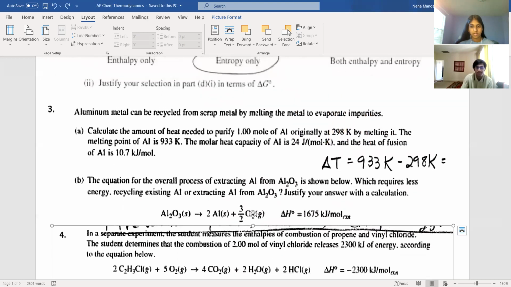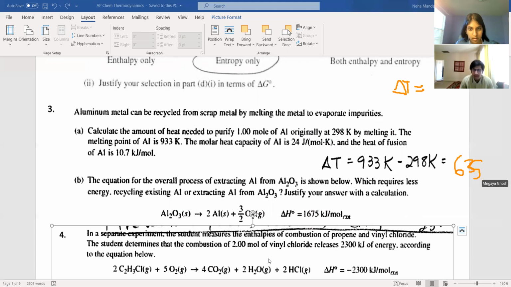Okay, so we have this one. We need to change the temperature from 298 to 933, so that should be 635 Kelvin. Let me look at this for a second. I'll just write it on the top. Oh, they did that here.